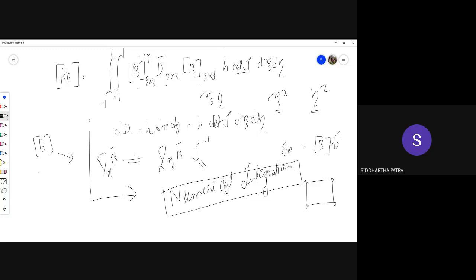So we cannot perform the integration for this one using an analytical method. We cannot do the closed form integration. So we'll have to do the numerical integration. So yes, that is there.